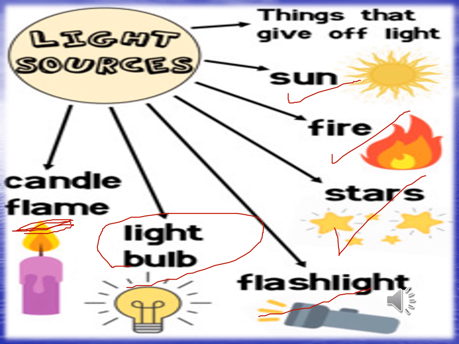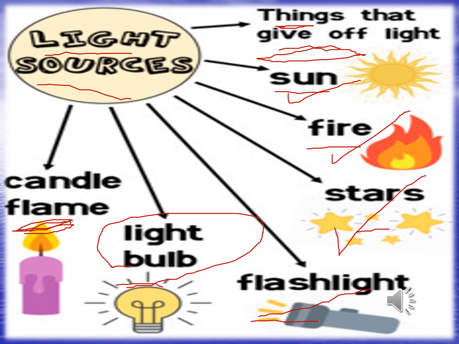So when we say light source, how can we decide that something is a light source? When the thing emits or gives off light, it's a light source. So let's define the light sources again. Light sources are things that give off light or emit light. Like what? Like the sun, fire, stars, flashlight, light bulb, candle flame. Exactly. Thank you so much.